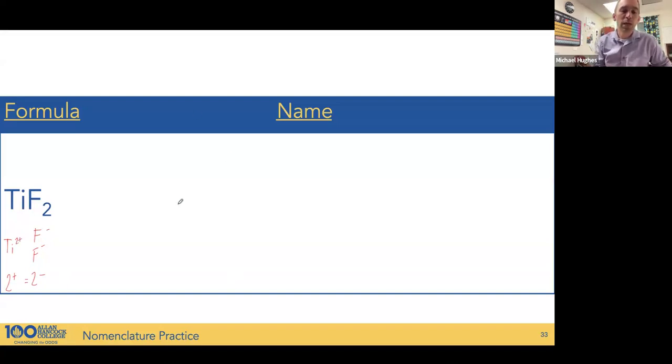So the name of this species, we name the metal titanium. We put the parentheses to tell what the charge of the titanium is. It must be 2 plus because it counters the 2 fluorines, which become fluoride. Titanium(II) fluoride.